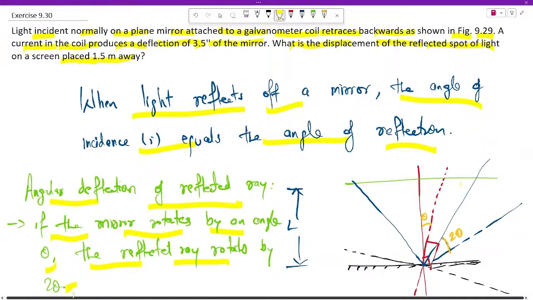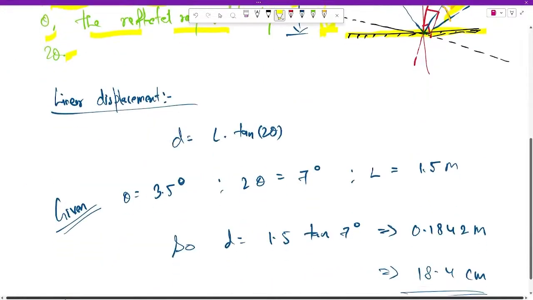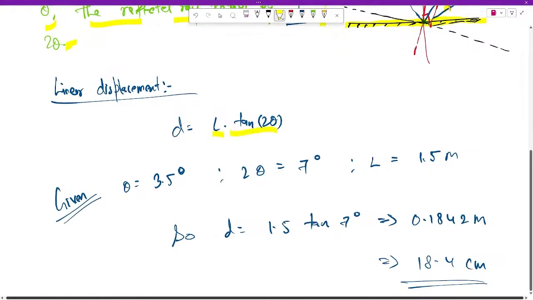So imagine that this solid black line is the mirror in the initial case, and this red line is the normal to this mirror, and it is tilted by theta degrees. Then the reflected ray, this blue line, will get a deflection of 2 theta degrees. Now, if we assume that this is the length between the screen and the mirror, L, then the deflection is given by small d equals L times tan of 2 theta.